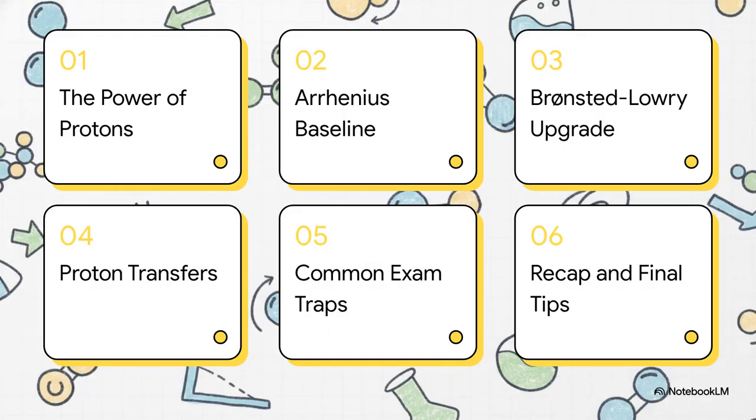Here is our roadmap for today. We're starting off with the power of protons, then we'll establish the Arrhenius baseline before moving up to the Brønsted-Lowry upgrade. After that, we're going to track some proton transfers step by step, figure out how to avoid common exam traps, and then wrap it all up with a recap and some final tips.